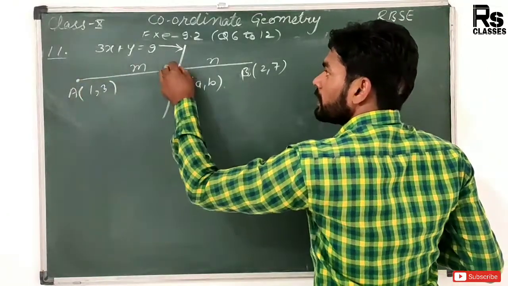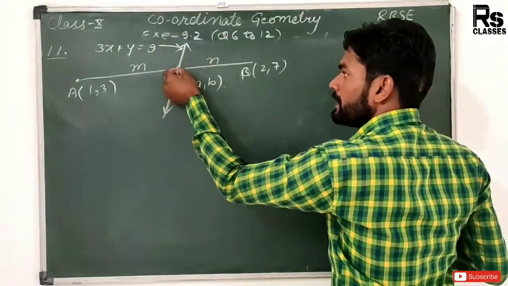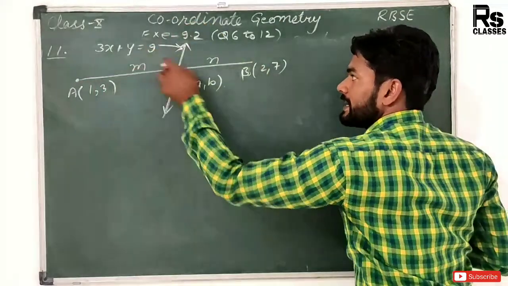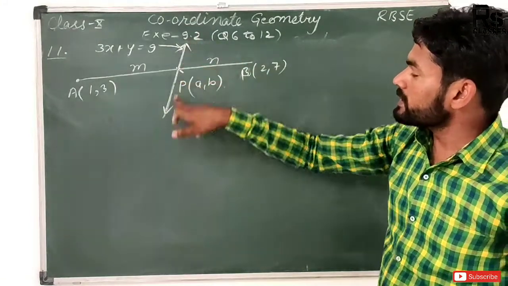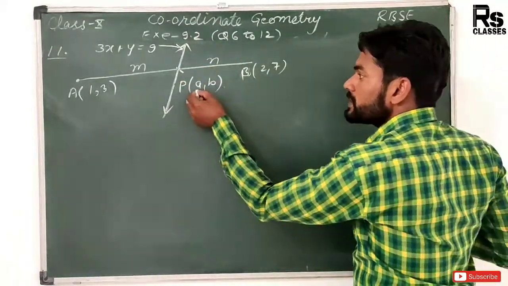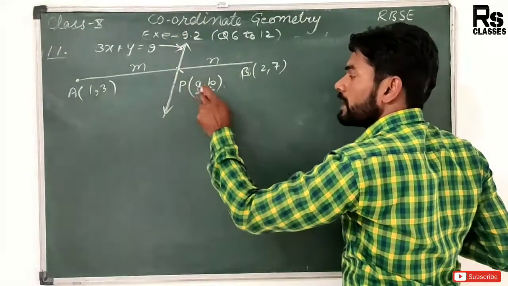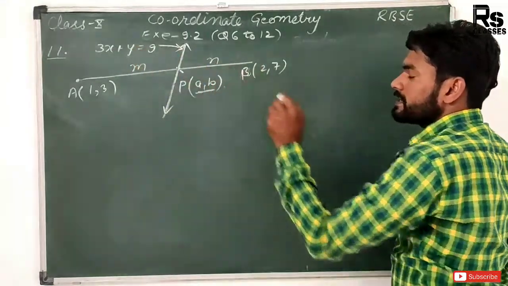First of all, check from here. This is a line, and this point lies on this line segment as well as on this line. So this point will satisfy this line also. Now apply x as a and y as b.